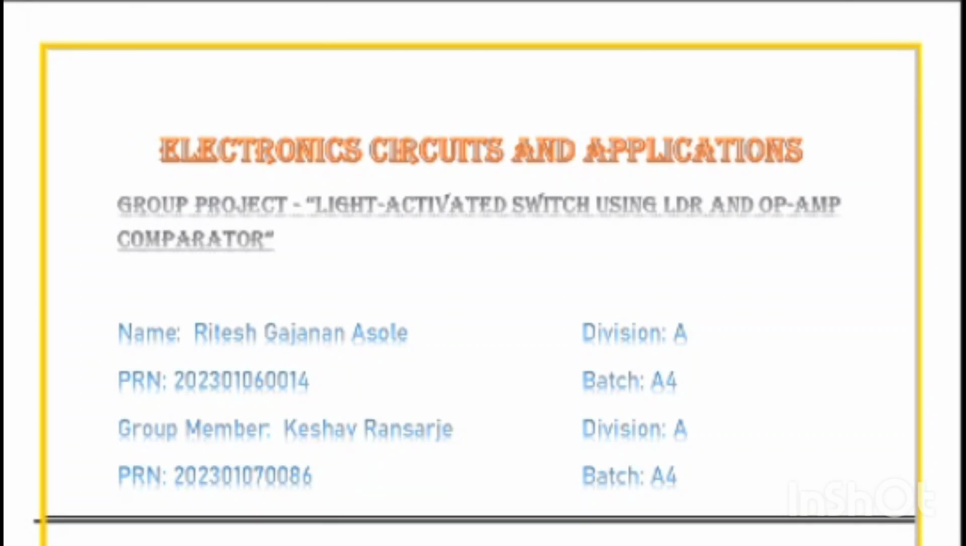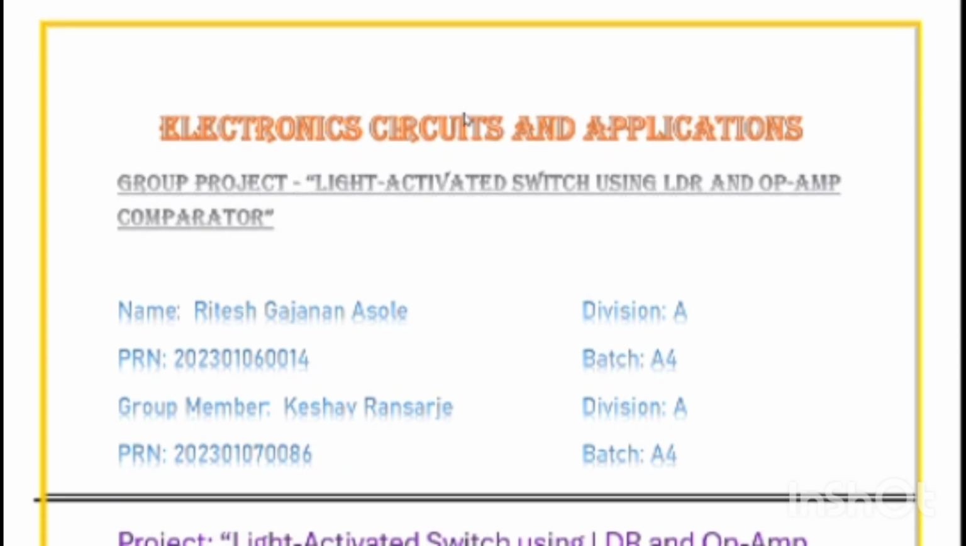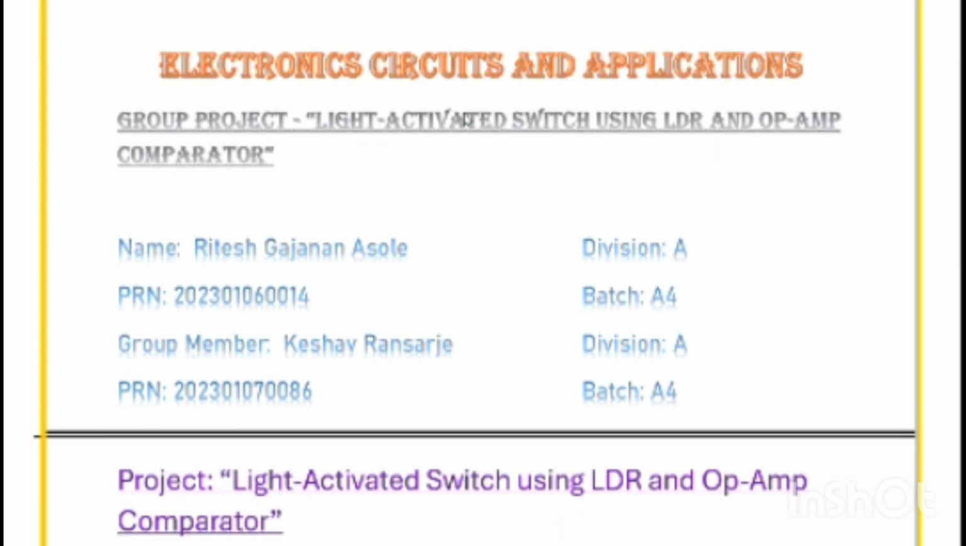I am a student of MIT Academy of Engineering, and under the course of Electronic Circuits and Application, we are having a group project titled Light Activated Switch using LDR and opamp comparator. So I am Ritesh Asole from A Division with PRN 202301060014, batch A4. I am having Keshav with me.